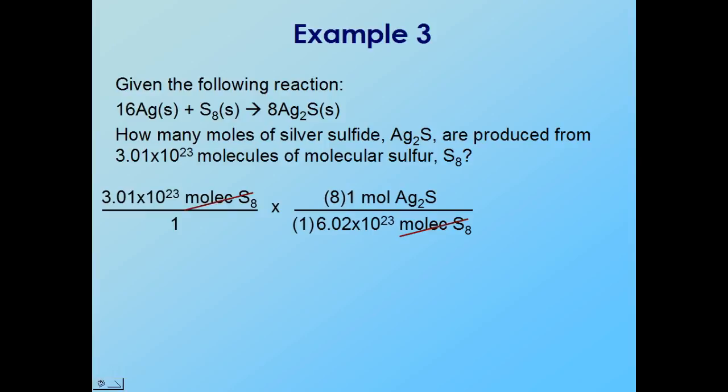The molecules of S8 cancel out, and the only factor that's going to affect my sig figs is my starting quantity. I have 3 sig figs in that value. So when I multiply that value by 8 and divide it by Avogadro's number, I get that there are exactly 4.00 moles of silver sulfide present. And that should get you through the final section of your review assignment.